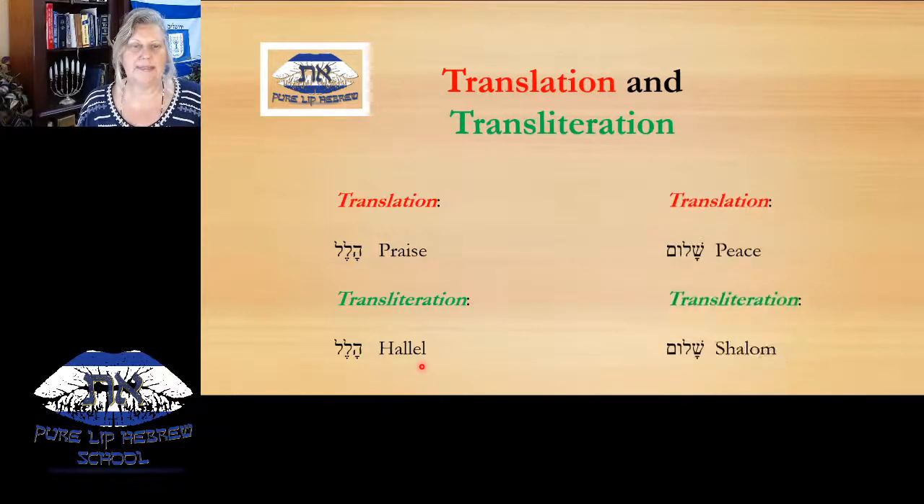Let's look at another example. Here's our translation. Here is the word shalom. It means peace. Or my favorite translation is nothing missing, nothing broken. But the transliteration, again, here's that same word. I will use English letters to phonetically sound out and spell that word in my language so that I can read Hebrew without knowing any of these symbols or vowels. Shalom.